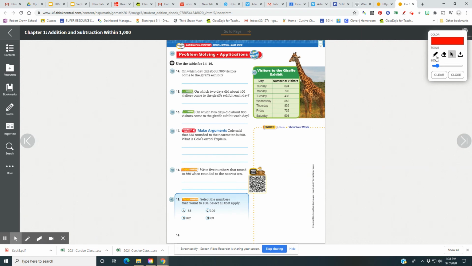Okay, let's take a look here. On which day did about 900 visitors come to the giraffe exhibit? So here is the giraffe exhibit, and I have to look at what's going to be rounded to 900. So I know this one, and that looks like it's it. So you want to look at your chart.